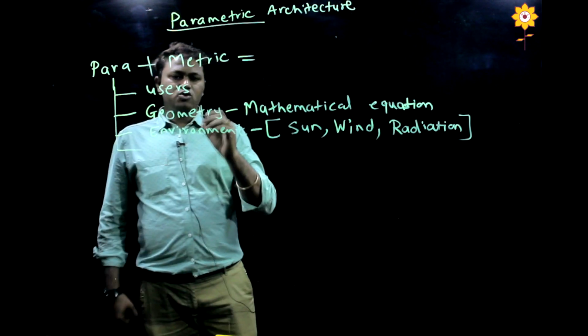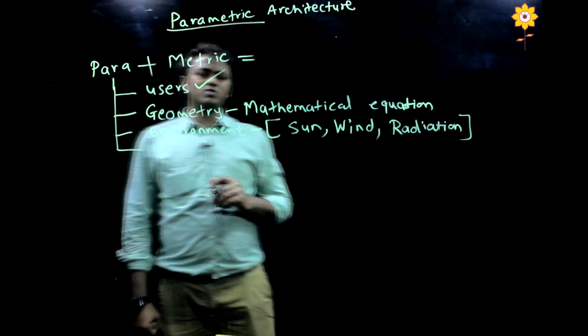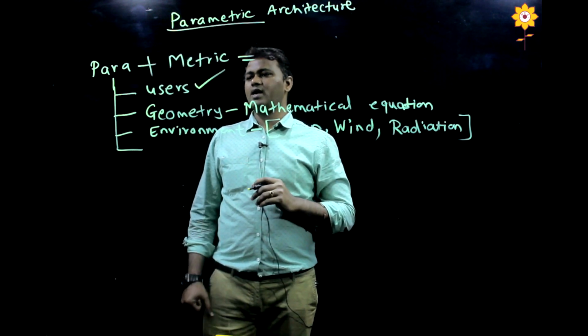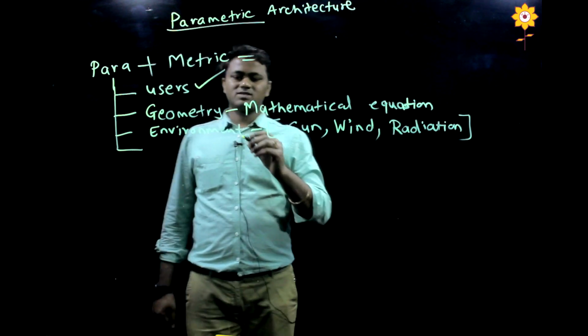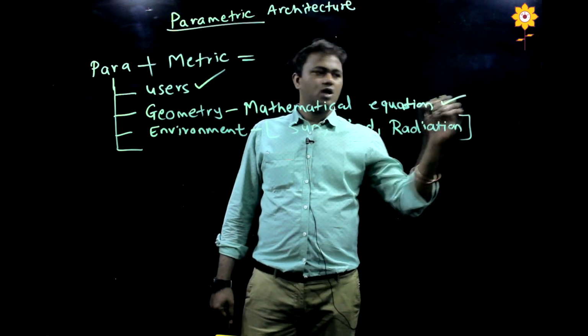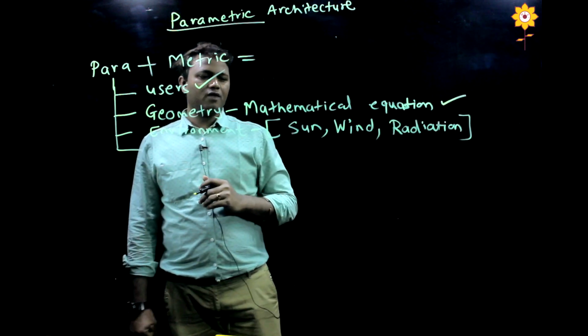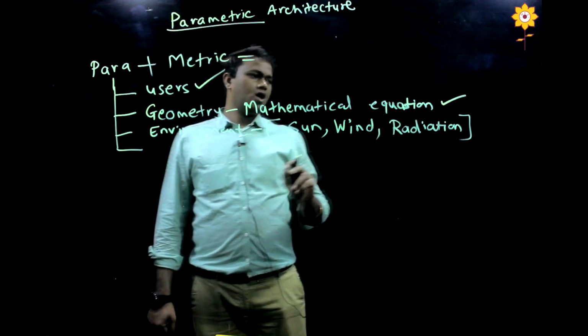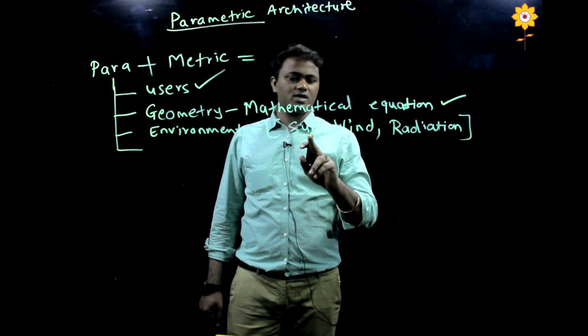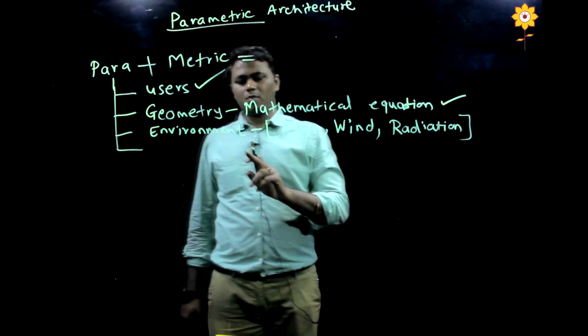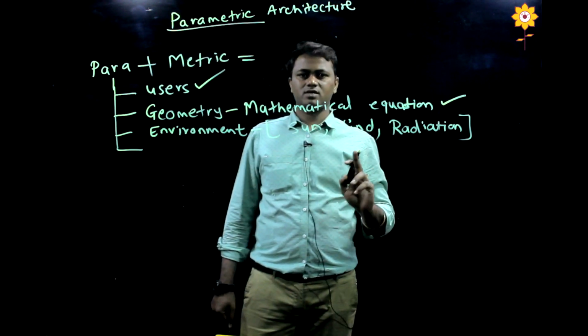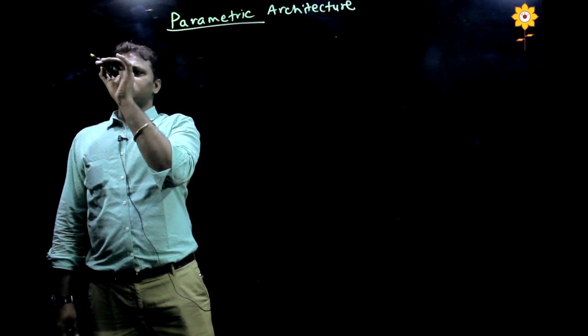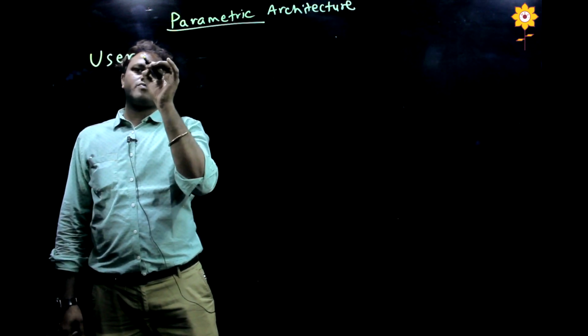So users, with respect to the number of users and the entities, or what is the requirement. Second one is the geometry, according to different kinds of shapes and the mathematical equations we are taking help of. And then environmental, in which we are taking factors like the sun and wind. So your design is completely based on sun, wind and the radiation. So the first parameter is user.